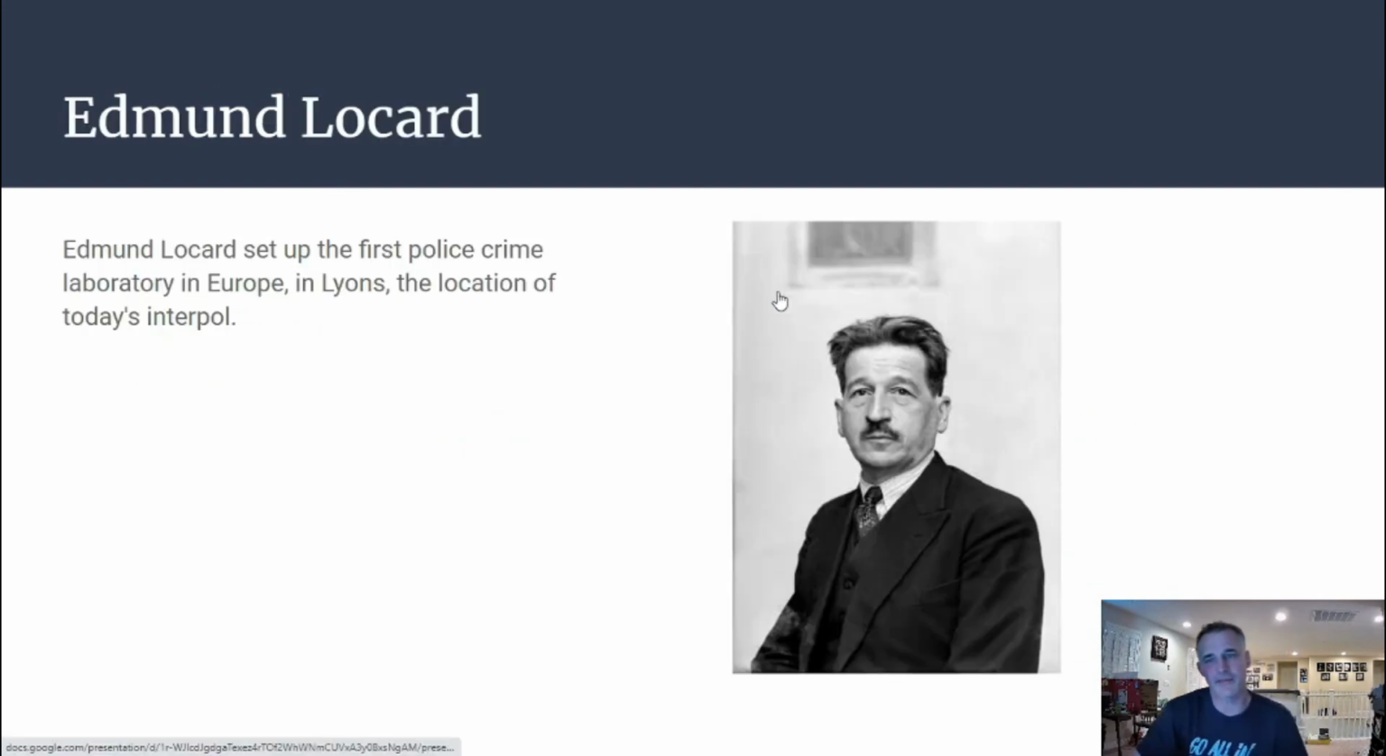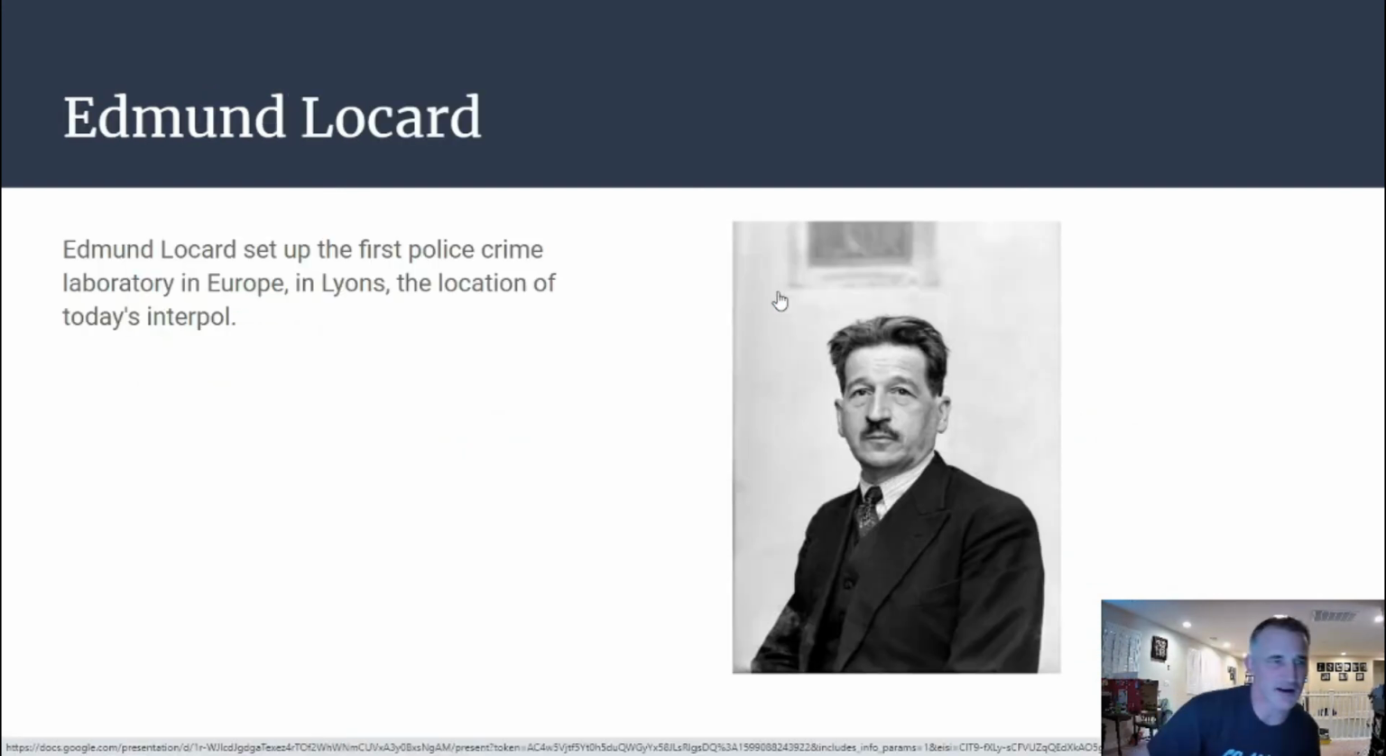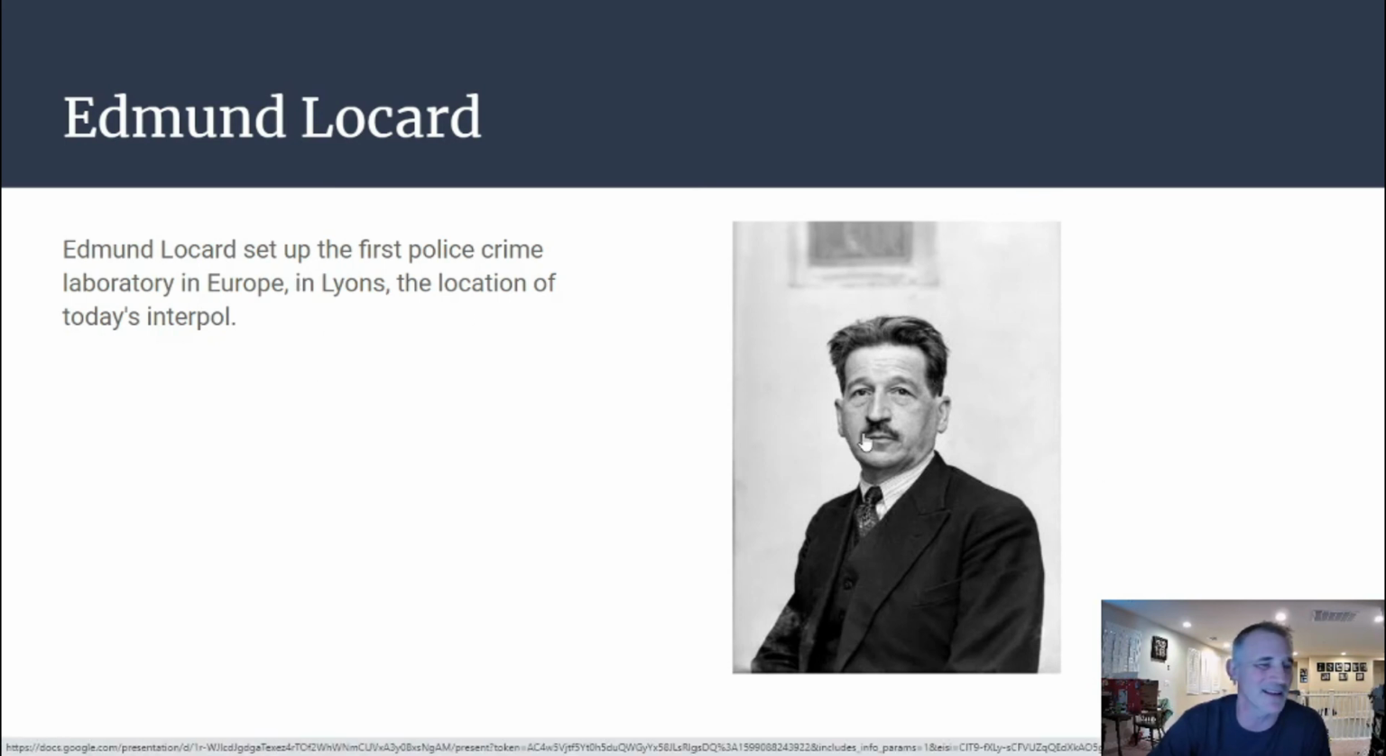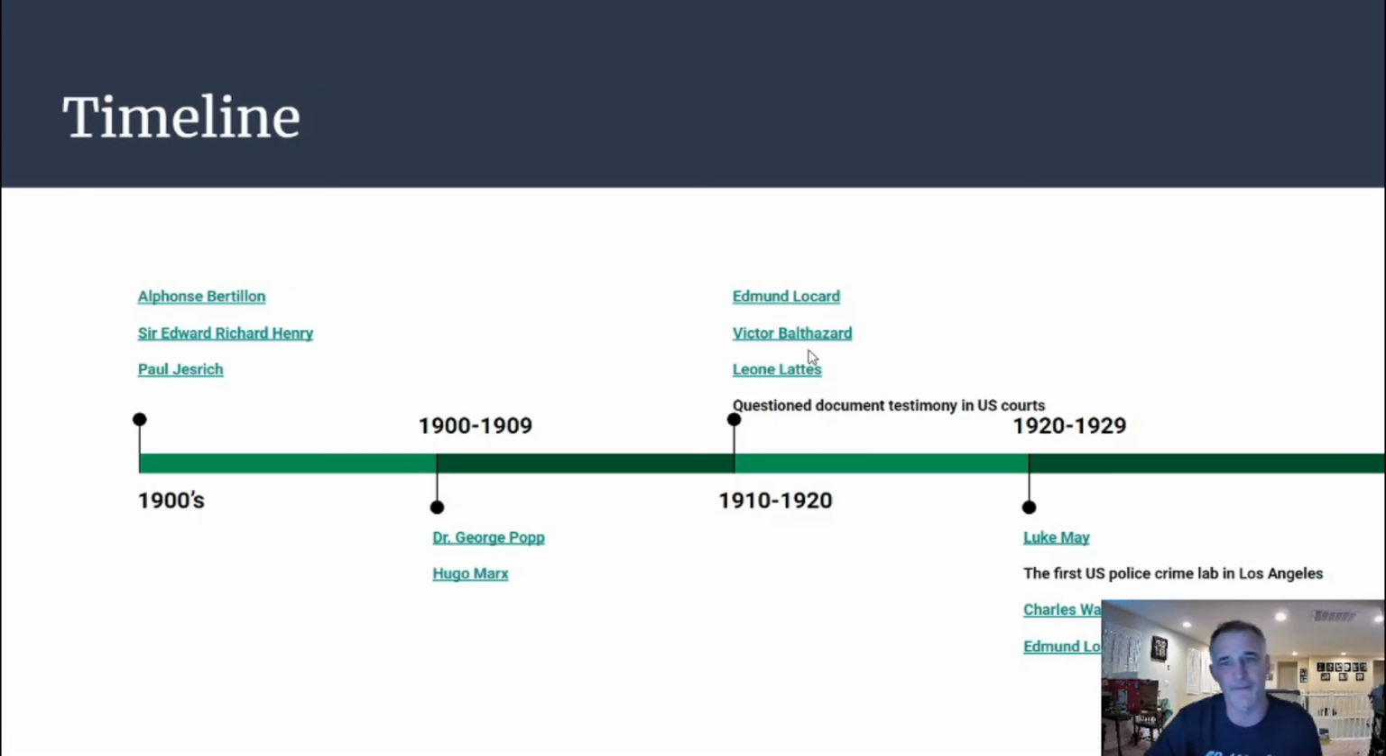Good old Edmond Locard, we mentioned him a couple times, right? He came up with Locard's principle, but that's a little bit later. Edmond set up the first police crime laboratory in Europe, in Lyon, which is now the location of today's Interpol. This is kind of like the international police clearing area.